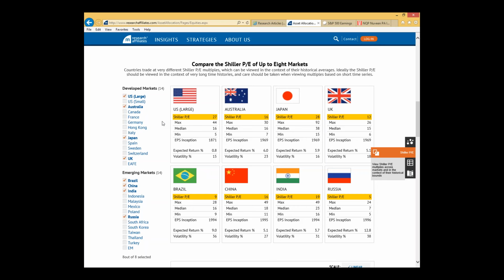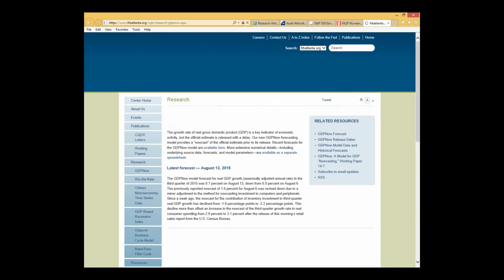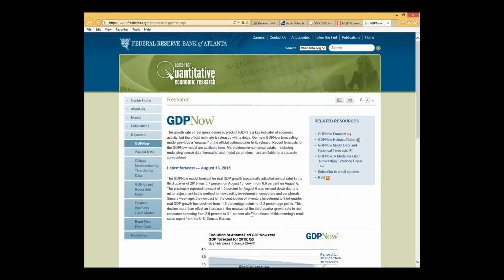Okay, I thought I'd talk about the U.S. economy a little bit. This is the Federal Reserve Bank of Atlanta. They have a forecasting model called GDP Now.